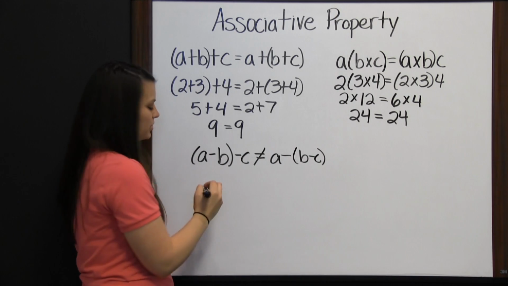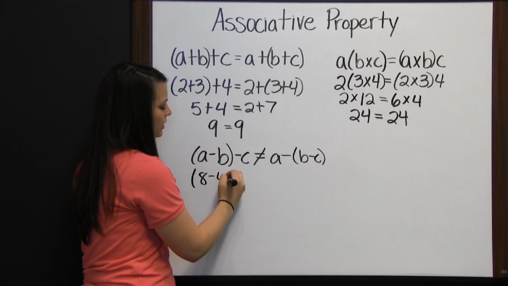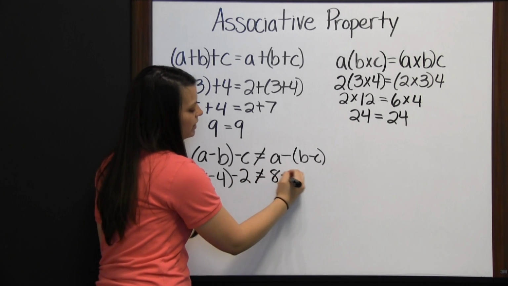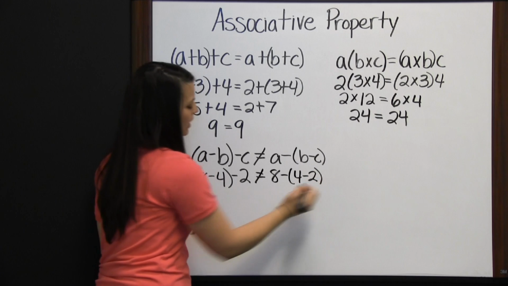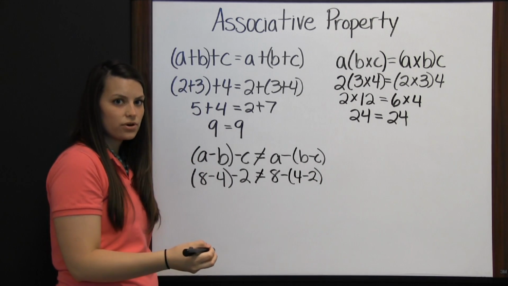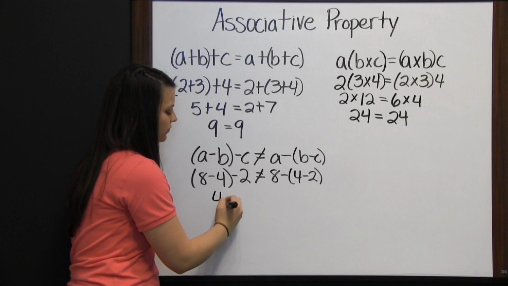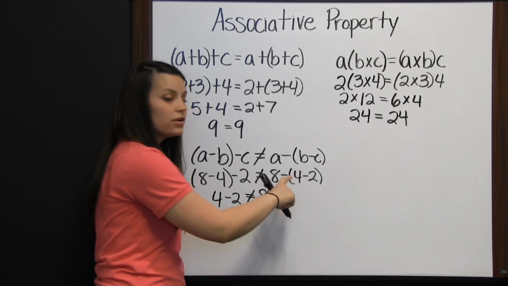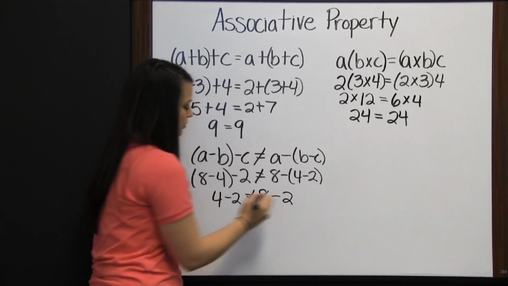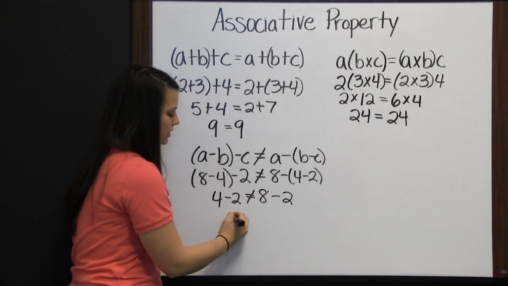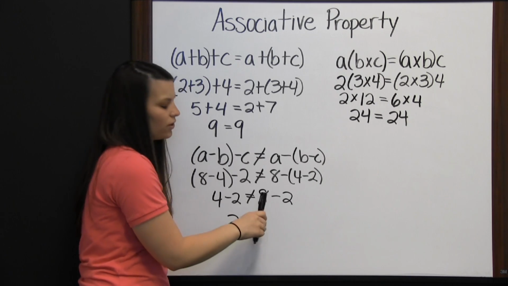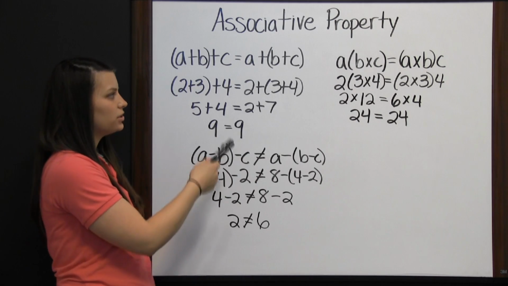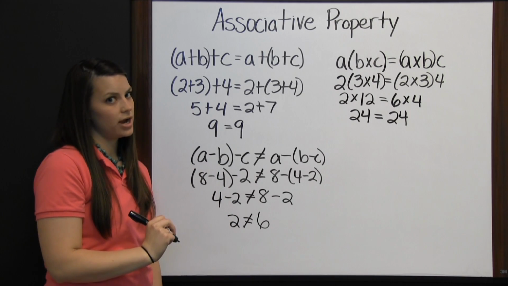So I'm going to use numbers: (8 − 4) − 2 does not equal 8 − (4 − 2). Again, using order of operations, 8 minus 4 is 4, minus 2 is 2. That does not equal 8 minus (4 minus 2), which is 8 minus 2, which is 6. As you can see, the associative property does not work on subtraction.